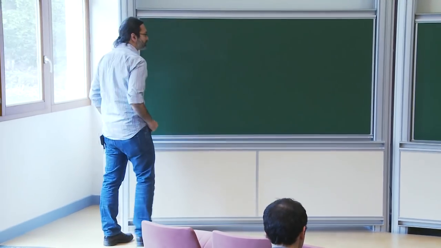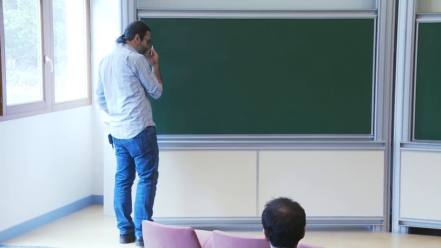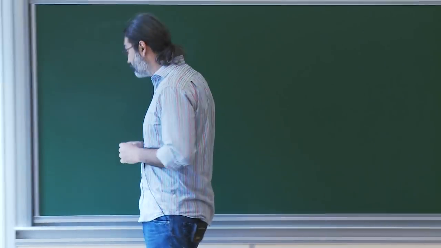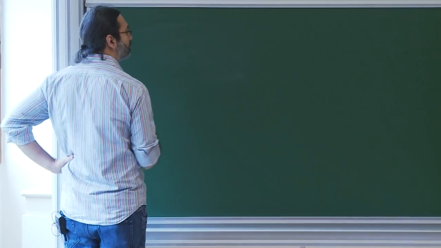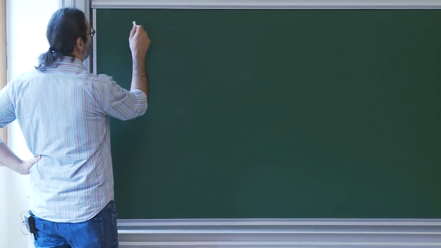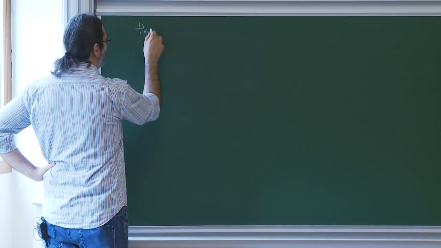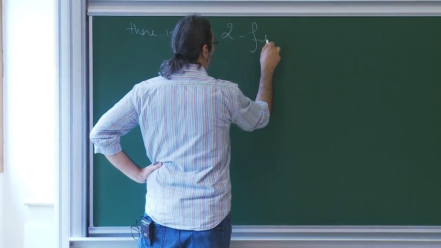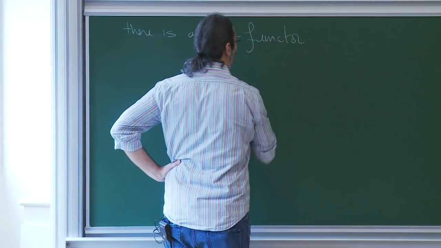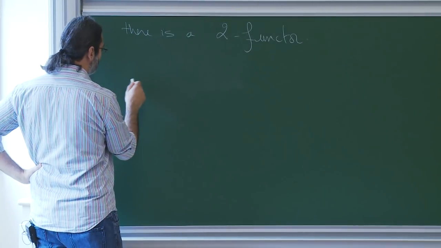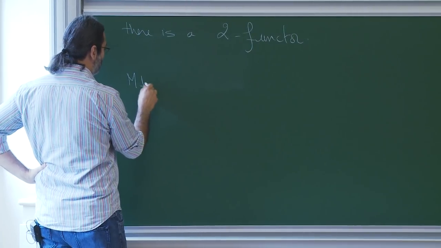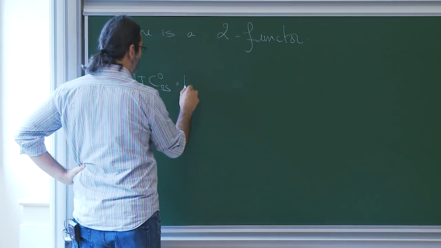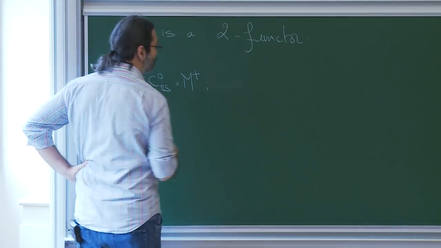Let me start by recalling a few facts from the last lecture. So much of what I said in the last lecture can be summarized in the following diagram. So we have a certain 2-functor, which I denoted by M° regular singular composed with M⁺.